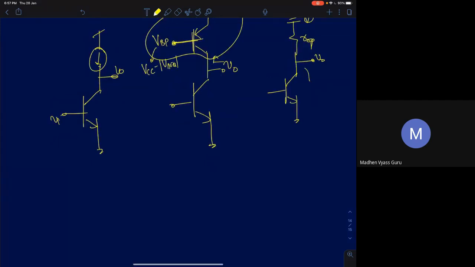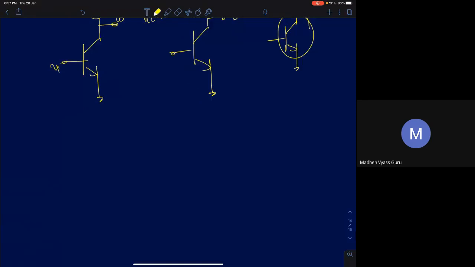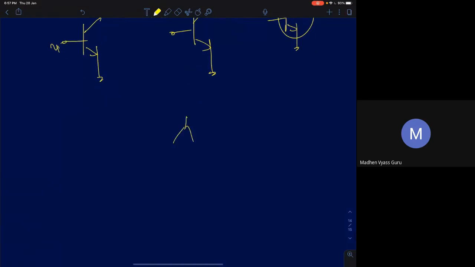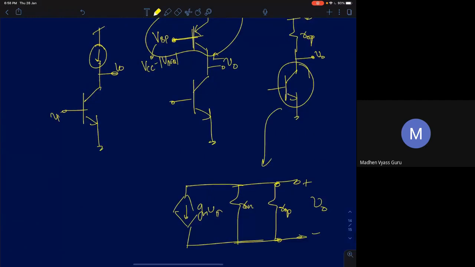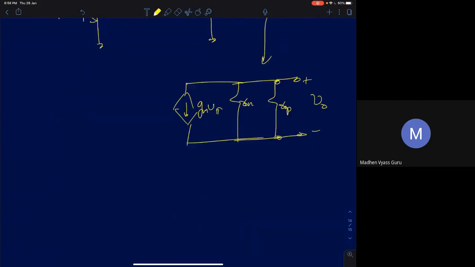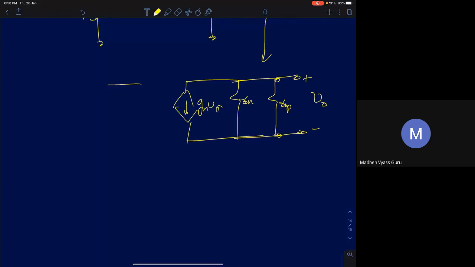And now we will quickly draw the small signal model. So you will have GMV pi. This is your R naught N for NMOS, NPN, and R naught P is your load. That's it. So this is your output voltage. I have drawn the small signal here. Okay. So now what is the intrinsic gain in this case?